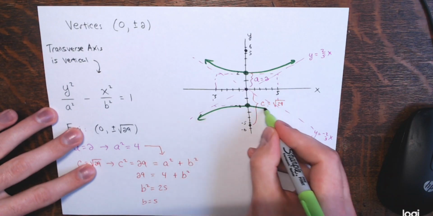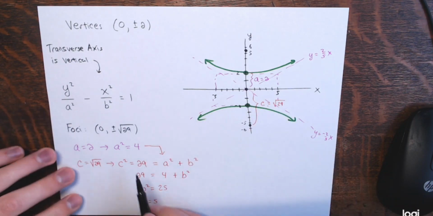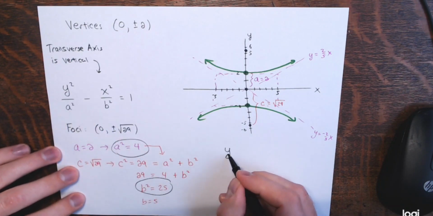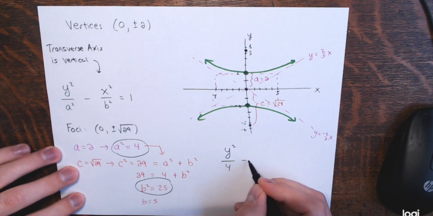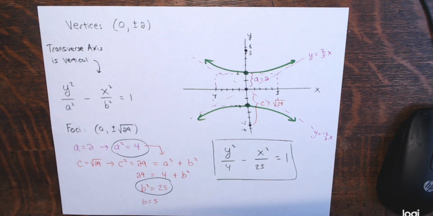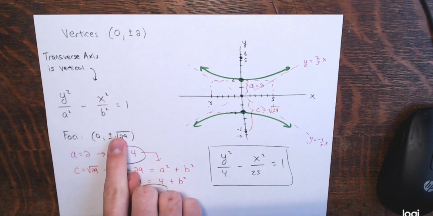But they're not asking us to do all that drawing, they just want the equation. And I know a squared is 4, b squared is 25. I pop those into the equation. We get y squared over 4 minus x squared over 25 equals 1. And this is what they want. They want the equation of the hyperbola with those vertices and those foci, right?